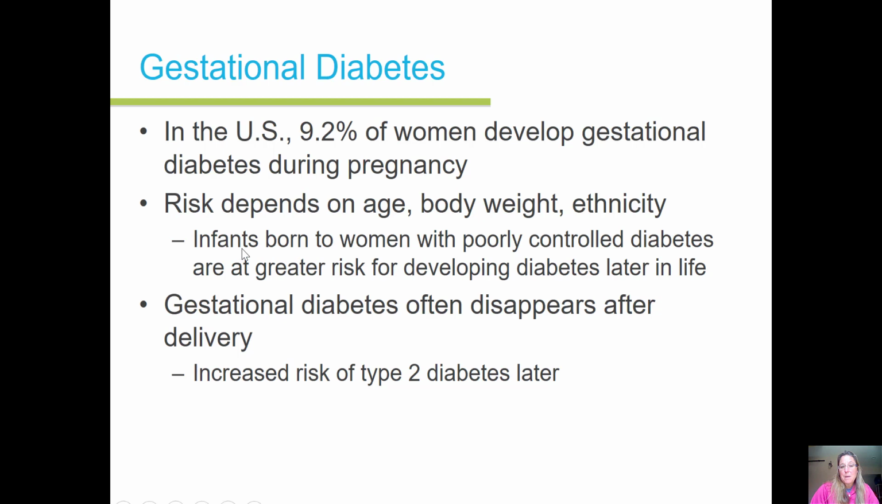And note that babies who are born to women who have poorly controlled diabetes are definitely themselves at a greater risk of developing diabetes later in life. So usually when we have the baby, the gestational diabetes does disappear, but for that woman as well, her risk of having type 2 diabetes later on in life also is going to increase as well.